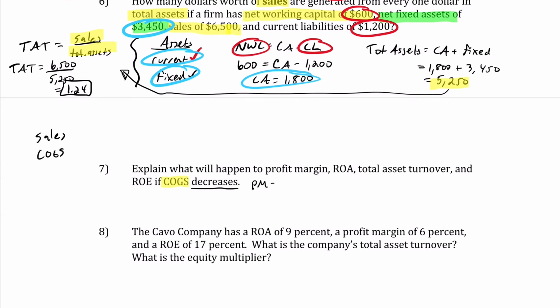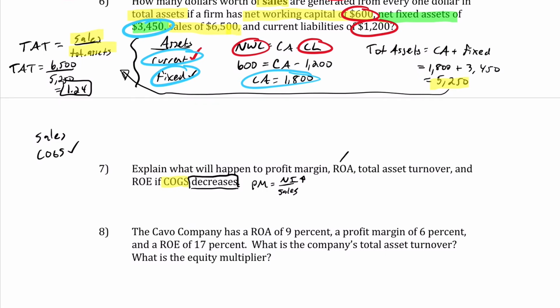Well, profit margin is equal to net income over sales. Sales is unaffected because cost of goods sold comes out after your sales item. Net income is the bottom line. So if we've decreased this expense, what's going to happen to your net income? Your net income is going to go up because you have a smaller expense before you got to your bottom line. So your profit margin is going to go up because your net income's going up, because you better managed one of your expenses. Your cost of goods sold has gone down.